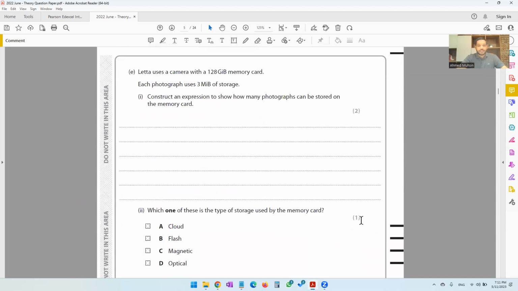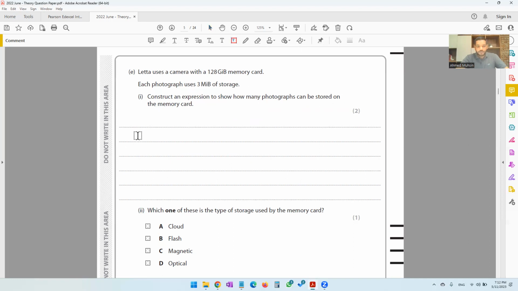Over here, it says Letta uses a camera with a 128 GiB memory card. So guys, the moment you see this 128 GiB, you immediately need to understand that they are using the binary number system, since it says GiB, G-I-B. If they said GB, then you know it's the decimal number system. It also goes on to say each photograph uses 3 MiB of storage. Construct an expression to show how many photographs can be stored on the memory card.